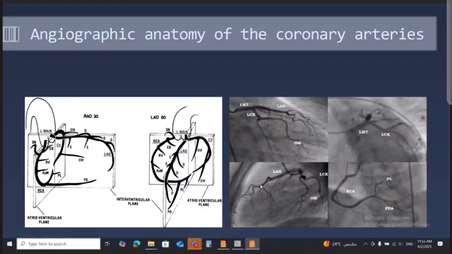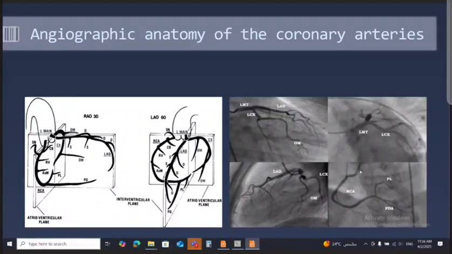This is the left anterior descending artery, and these are diagonal branches. And these small branches arising from the inferior surface of the left anterior descending artery are the septal perforators.